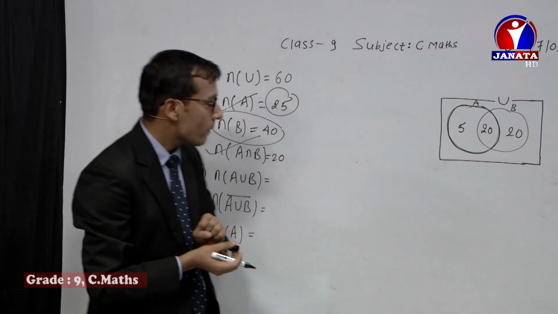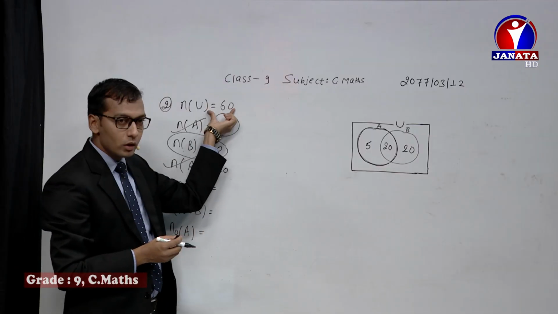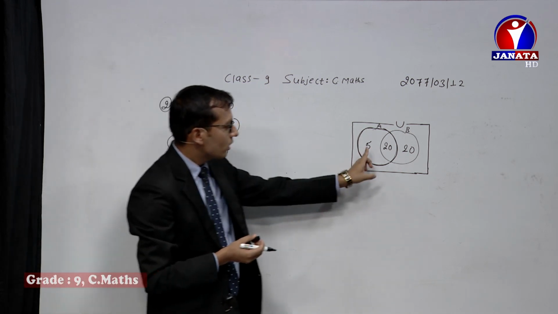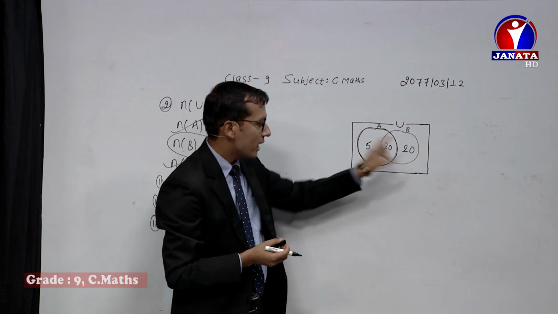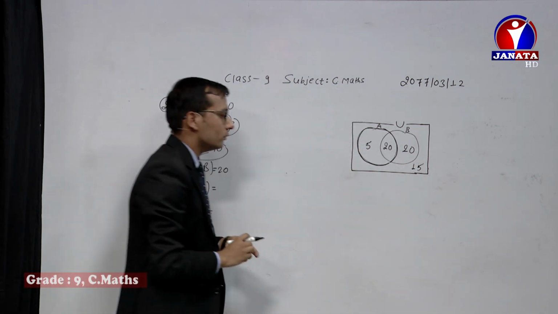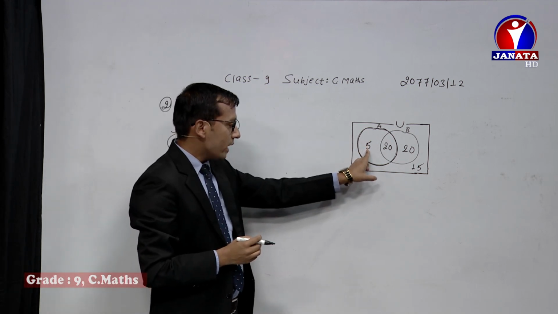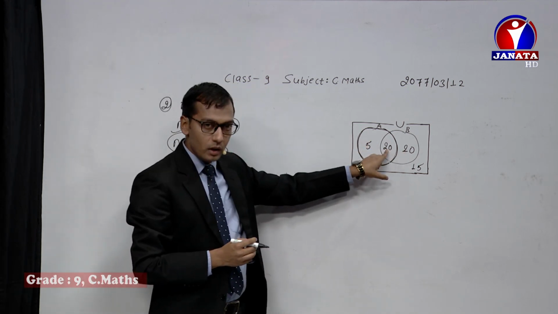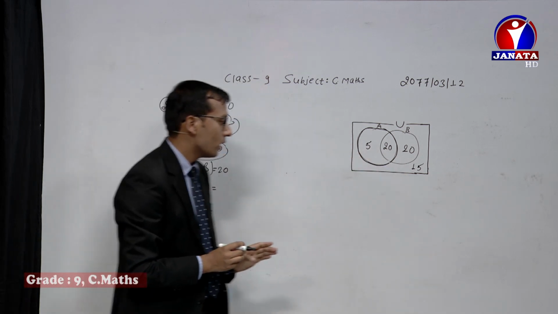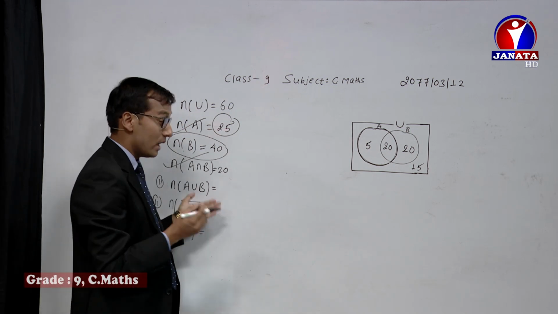If we deduct 45, n of A union B, from n of U, we can obtain the value of the complement. So 60 minus 45 is 15. Let me repeat: the sum of 5, 20 and 20 is, 20 plus 20 is 40, plus 5 is 45. So 60 minus 45 is 15. This is one of the ways, the Venn diagram method.